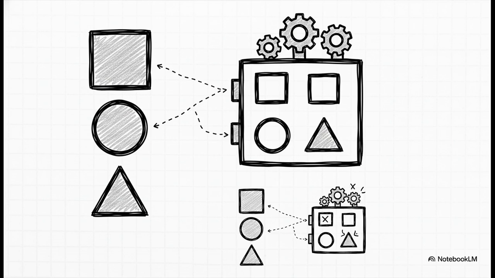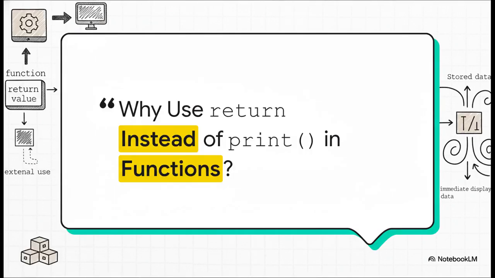You can send in as many arguments as you need. The key thing to remember, though, is that Python matches them up by their position. The first argument you send goes to the first parameter. The second goes to the second, and so on. Order definitely matters.